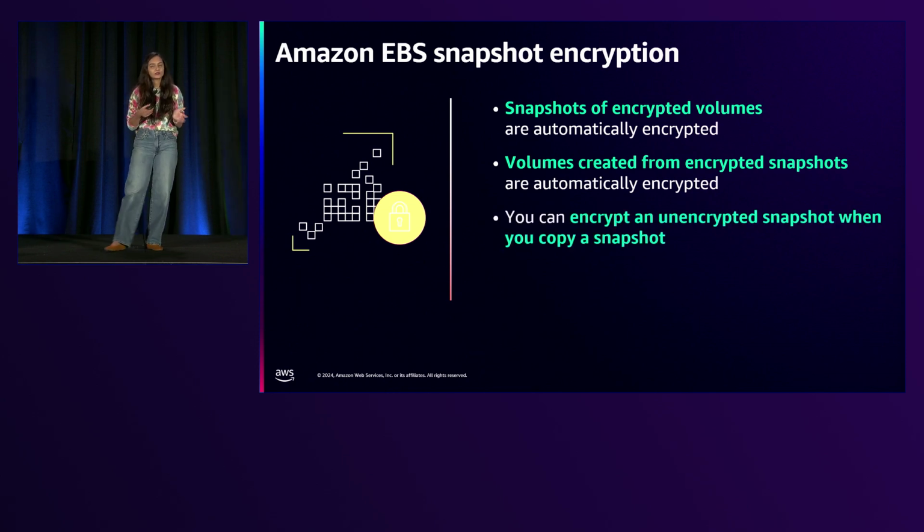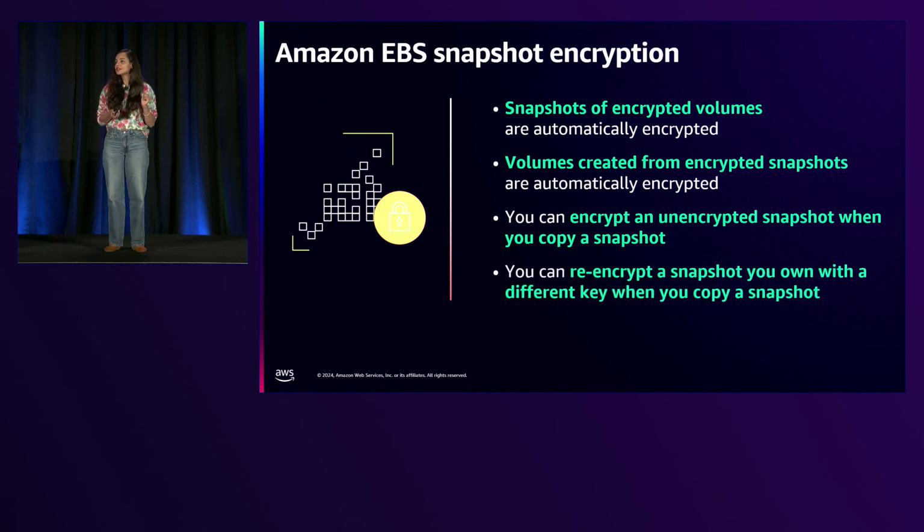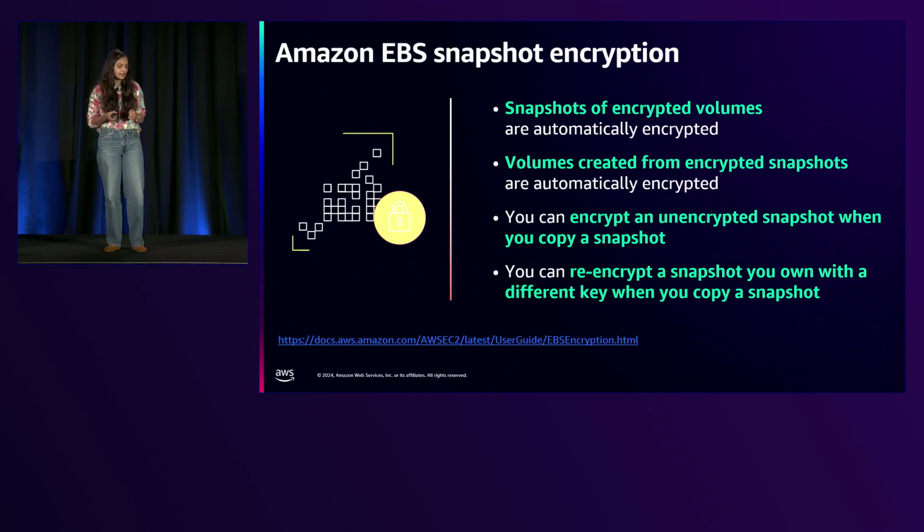But if you have an unencrypted snapshot, you can just copy that snapshot, specify a key, and that will lead to an encrypted snapshot. You can also re-encrypt a snapshot if you want a different key. You can just specify that key and copy the snapshot, and that will result in a re-encrypted snapshot.